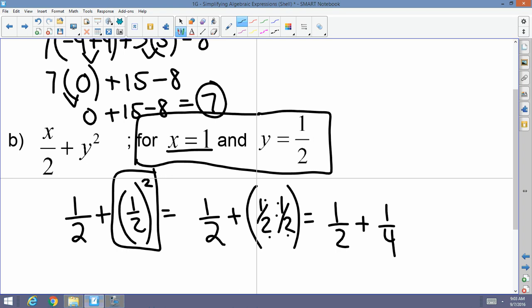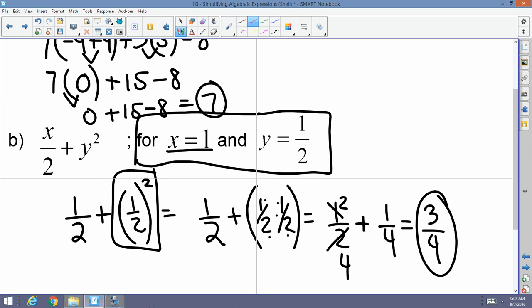Now 1/2 plus 1/4, I've got to find a common denominator. So this goes to a 4, this goes to a 2, and my answer is 3/4. Please remember that this became a 2 over 4 because I multiplied 2 over 2 to both the numerator and denominator using equivalent fractions to convert this fraction to a form that I can add to the 1/4. If you need a refresher on fraction operations, please check out one of my videos.